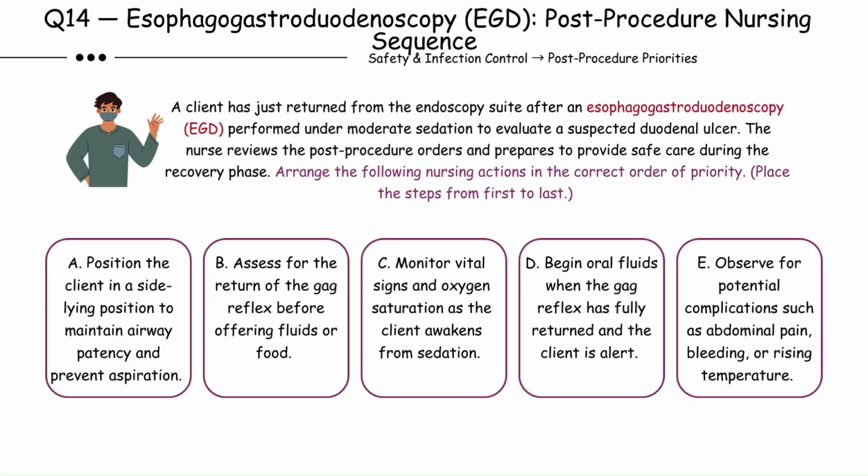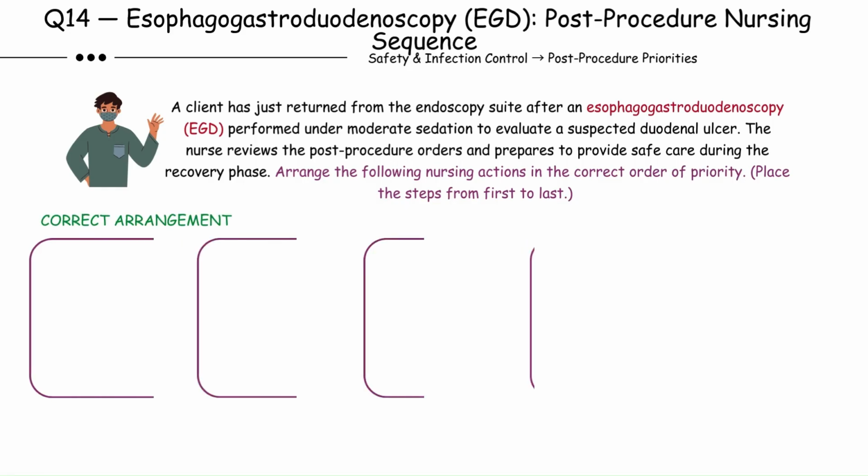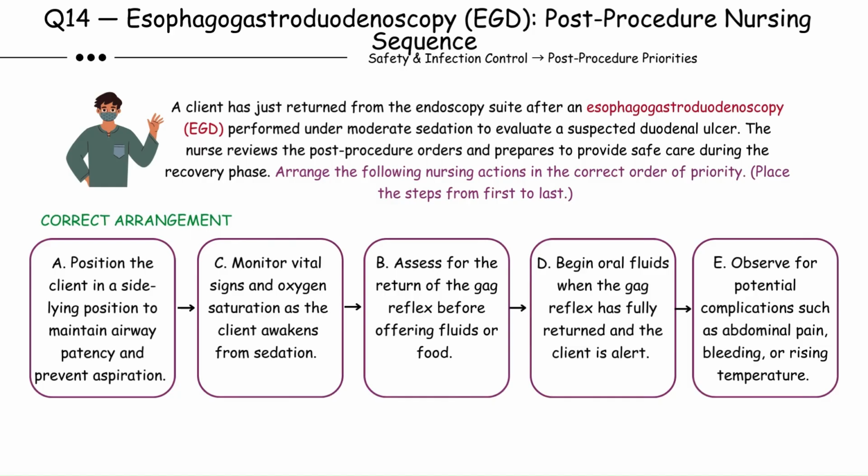Take a moment and think. What should you do first, and how would you sequence the rest? The correct order is A, C, B, D, E. Let's walk through why this is the correct sequence.